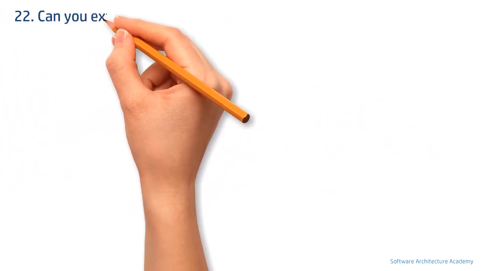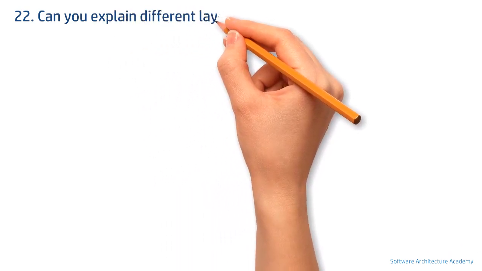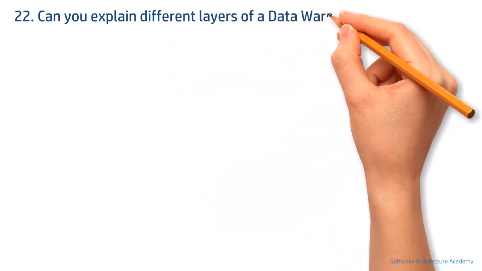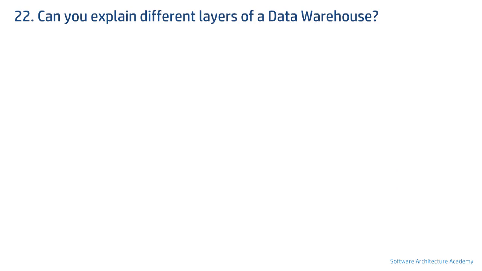I will cover the next two questions together since they both use the same illustration. For those who have already seen my introduction to data warehousing video, you can skip ahead to question 24 as this would be a repeat. So the first question of this part is, can you explain different layers of a data warehouse? And the second question is, what all techniques and processes are used in a data warehouse and at what all layers? Typically, this would be a follow-up question to the first one, so it makes sense to cover both of them together.